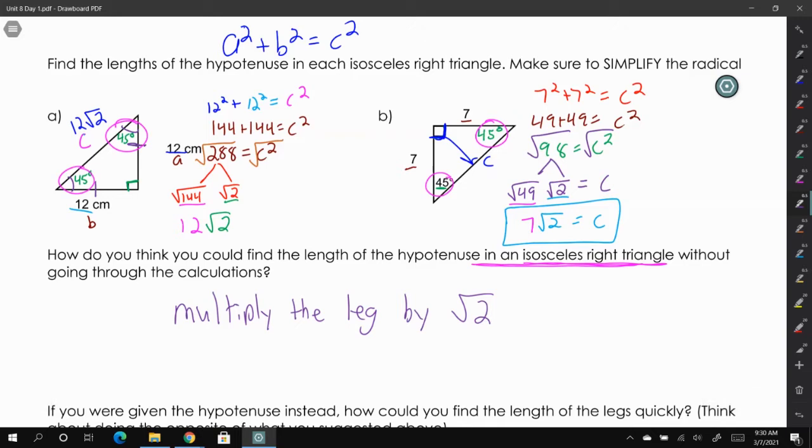So now we know we don't have to use the Pythagorean theorem. We could just say, oh, if I know that this is an isosceles right triangle, so both angles besides the right angle are both 45 degrees, I can just take the leg and multiply it by the square root of 2.